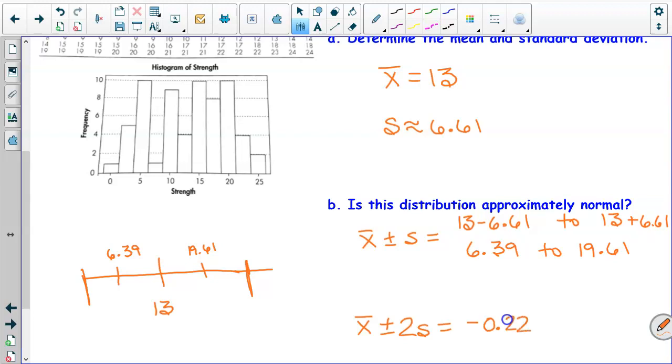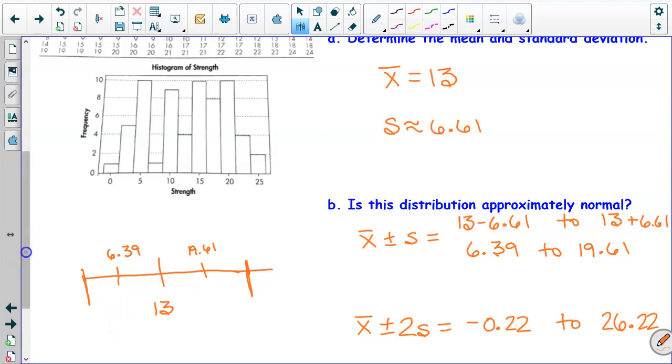So I'm going to add 6.61 to 19.61, and I get 26.22. You went from here and added it and got 13 back to the middle?